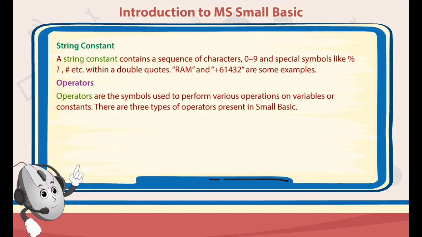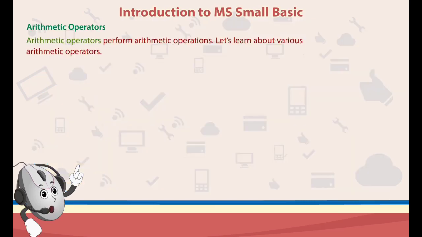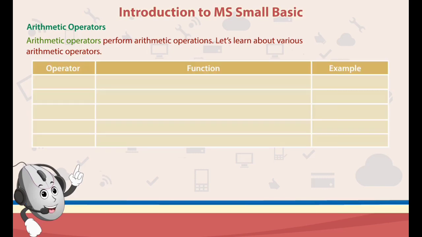Operators. Operators are the symbols used to perform various operations on variables or constants. There are three types of operators present in Small Basic. Arithmetic operators. Arithmetic operators perform arithmetic operations. Let's learn about various arithmetic operators.